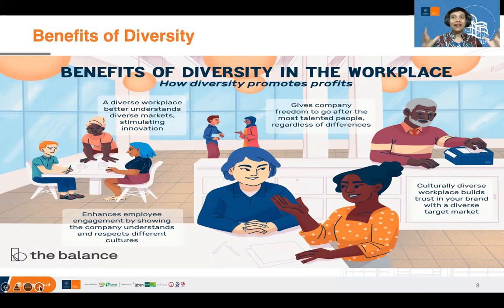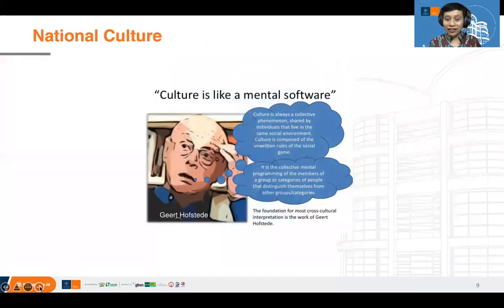So diversity, one of whose factors is culture: if we deal with diversity better, there will be a lot of benefits. However, how do we deal with diversity in terms of culture? When we define what national culture is, as stated by Hofstede, one of the scholars in cross-cultural management, culture is like a mental software.